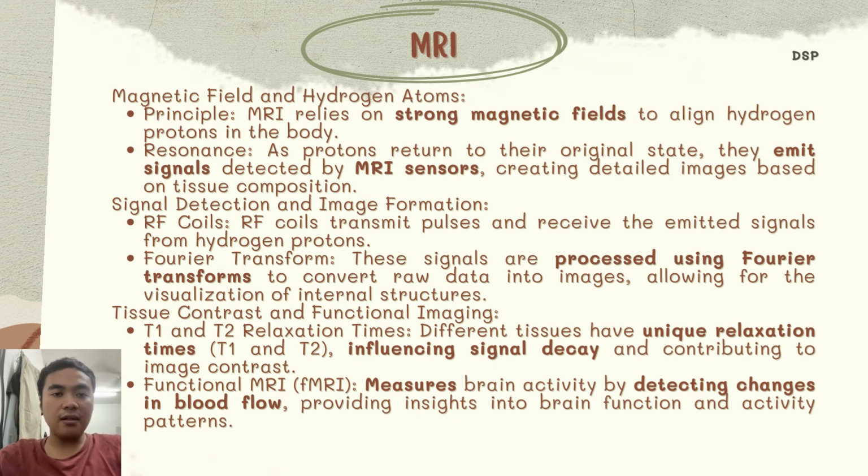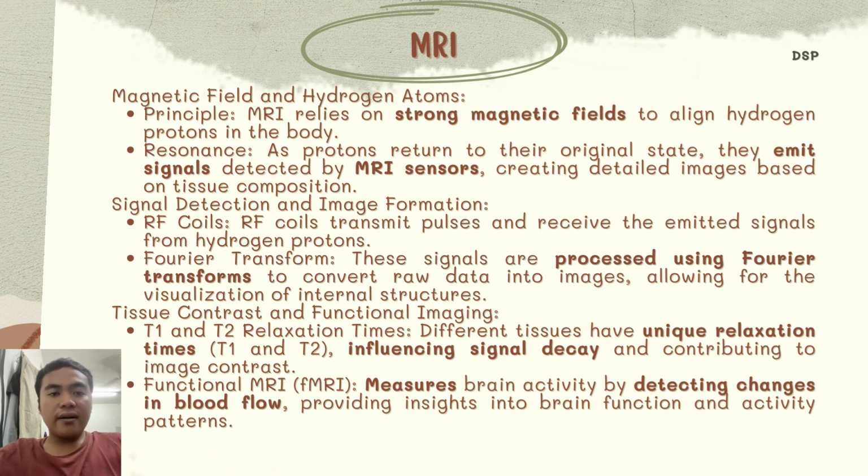For the principle, MRI relies on a strong magnetic field to align hydrogen protons in the body. These protons act like tiny magnets and align with the magnetic field. The resonance: when the magnetic field is disrupted by a radio frequency (RF) pulse, protons are knocked out of alignment. As they return to their original state, they emit signals that are detected by the MRI sensor. These signals are used to create a detailed image based on the tissue composition.